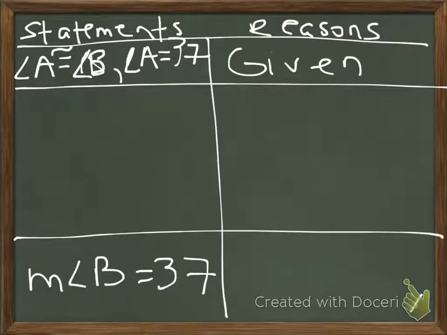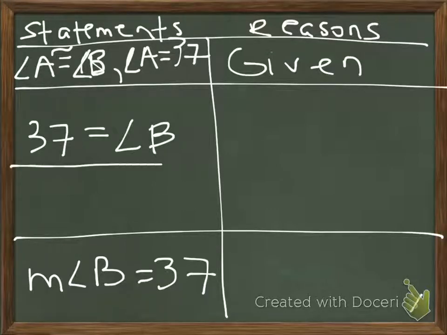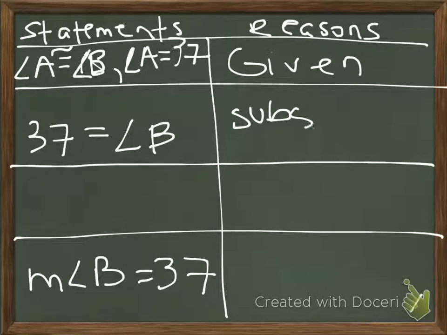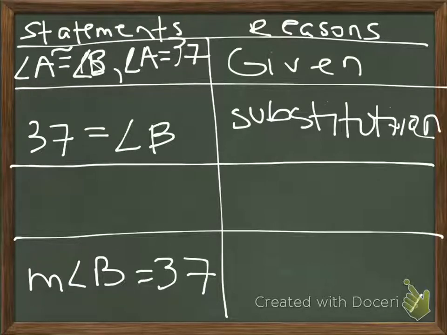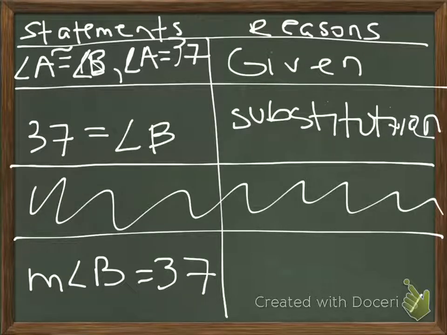So basically, you want to use the congruent statement, and I would replace the angle A, since you're given that it's 37, with 37. So 37 is equal to angle B. And since we replaced it, we also call that substitution. So we substituted. And now we have 37 equals angle B. Now, since it's on the other side, actually we don't even need this step, and we switched it to the other side of the equal sign, we call that, again, symmetric property.